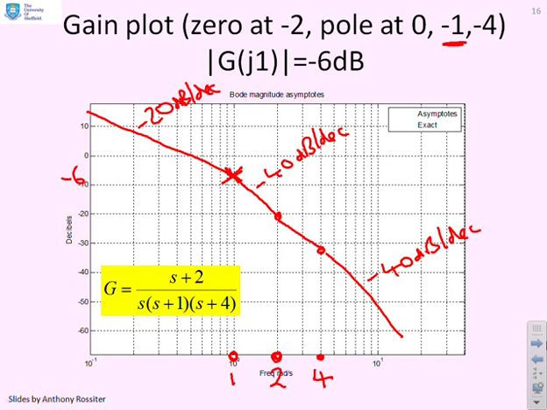You see, all I've done is I've gone through each corner frequency, and at the corner frequencies I've changed the slope based upon, is it a pole? I go down by minus 20 decibels per decade. Is it a 0? I go up by 20 decibels per decade.